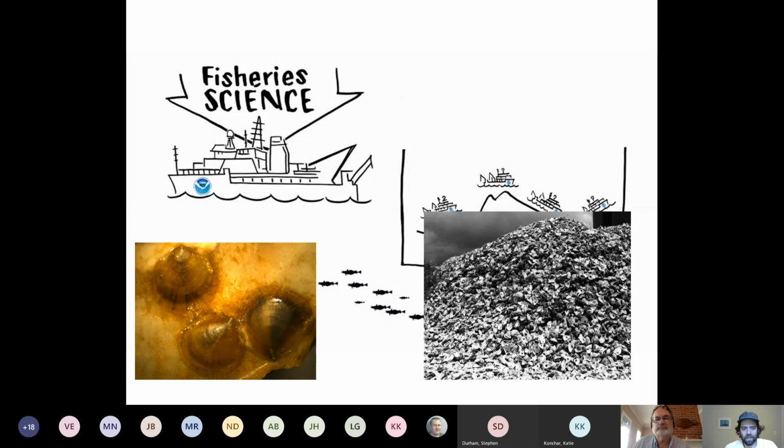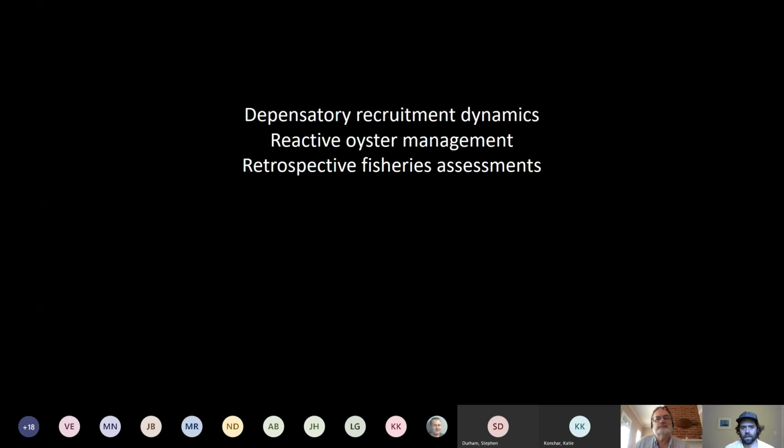And that works really well for things that, again, don't have these threshold dynamics, don't have these potential alternative stable states. But when you have these systems, you can look backwards like we've done in Apalachicola and say, well, this level of harvest was sustainable for literally decades, if not longer. It should be sustainable now. But that is, of course, not accounting for, well, what if we have been systematically reducing the habitat for recruitment? So when you couple these things together, the compensatory recruitment dynamics, reactive management, and retrospective fisheries assessment, it makes it really difficult to avoid a collapse.